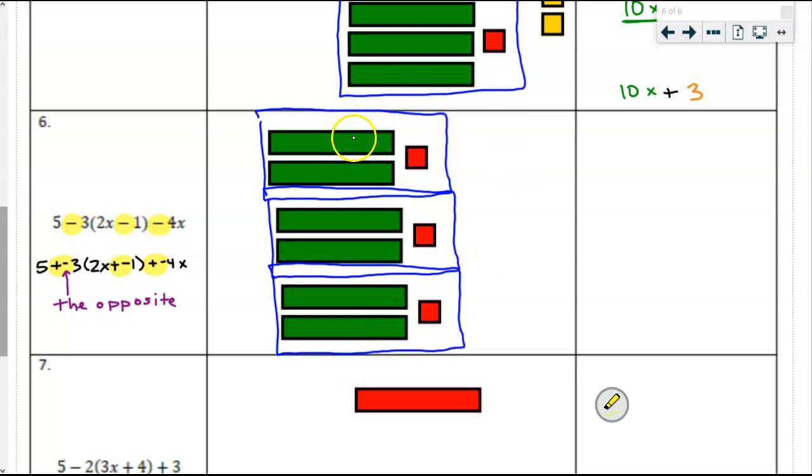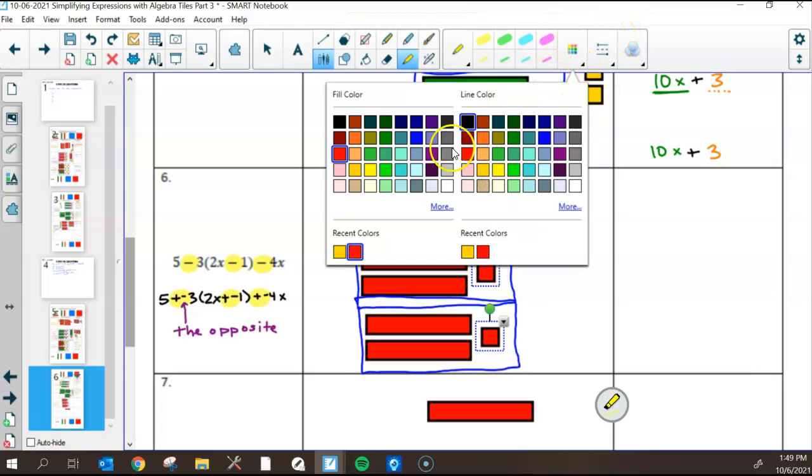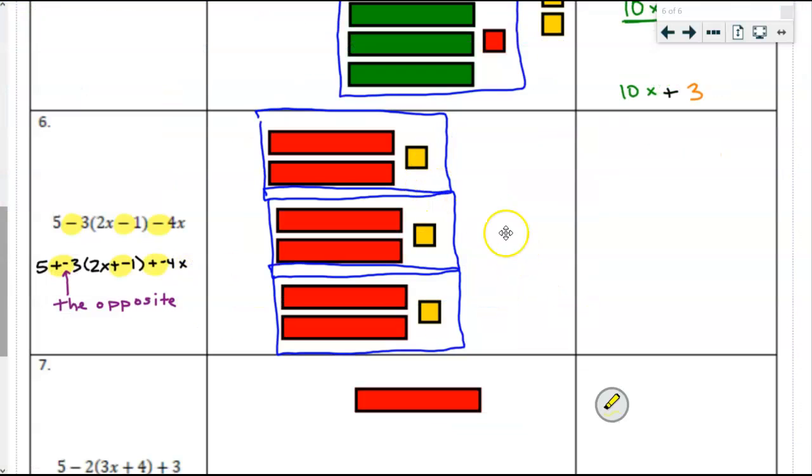So what is the opposite of these green positive x tiles? What is the opposite of the greens? Berkeley. The negatives, exactly. So those need to be red. And these are all reds. They're negatives. What is the opposite of all of those reds? Kaden. All the yellows. Exactly. So now I've turned everything to its opposite.